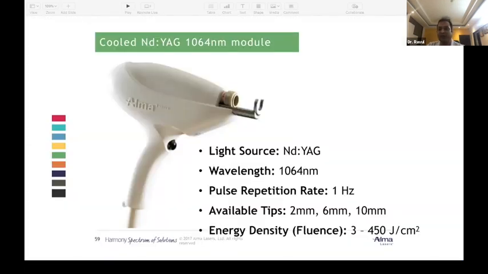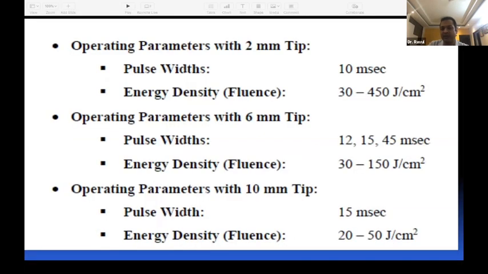So this is, we use an Elma machine. You can use any machine which is a source for Nd:YAG, and you have various tips which are available there. Now that's a very important tip. Mostly we use either a 2 to 6 millimeter tip. And as I told you, a 2 millimeter tip means a small diameter tip, and a 6 millimeter tip will go deeper. The 2 millimeter tip will be on the superficial. And looking into the pulse width and the energy densities, as I told you, fluence means the power. How much power you want to give. So you want to burn more, you give more fluence.